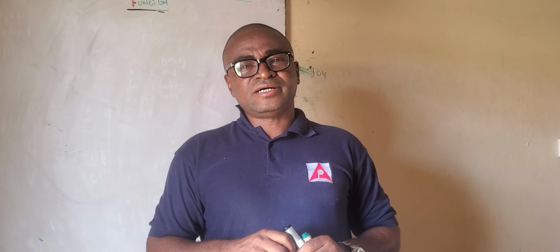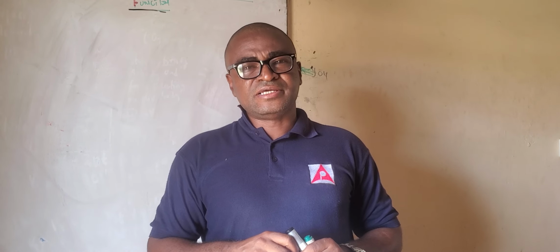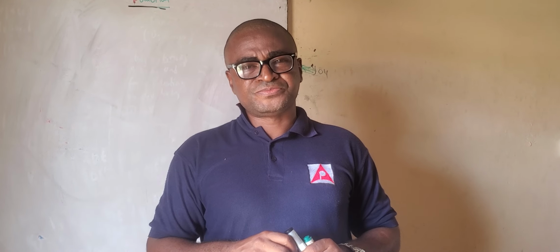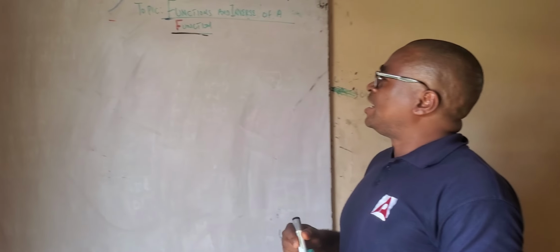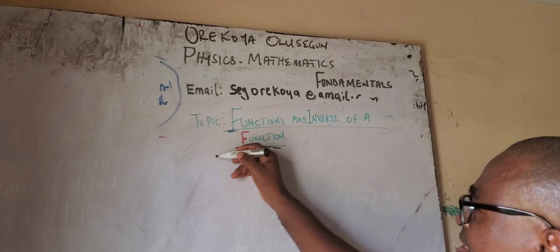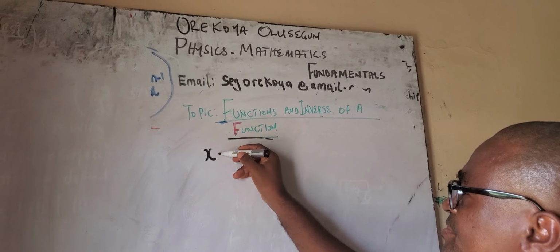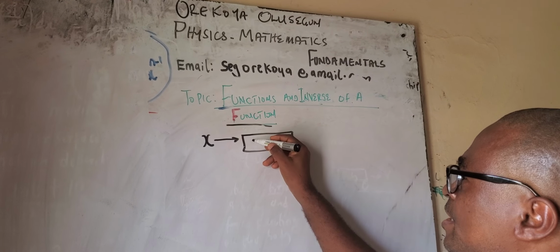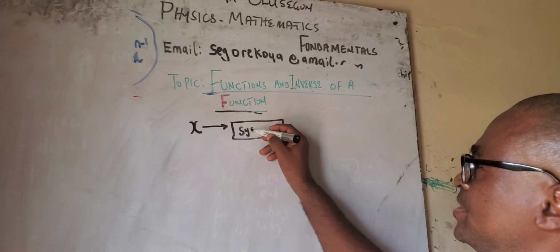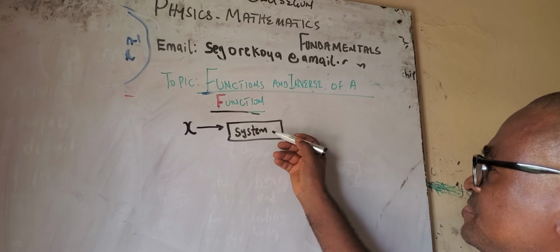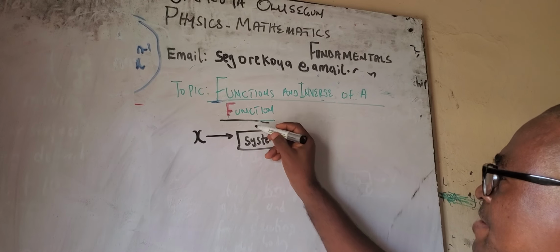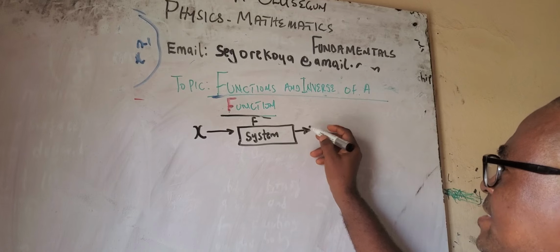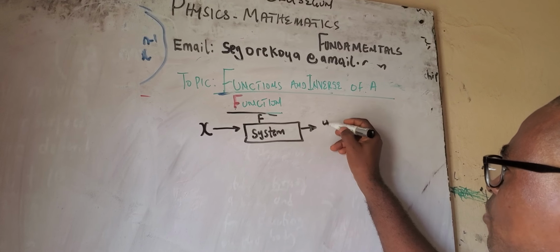We are taking a topic under mathematics, and that topic is on functions and inverse of a function. Now, let's start. When we talk about a function, let's say we have a variable x like this, then we input this variable x into, let's say, a system or a machine, in such a way that this system performs this operation f on this input. And after the operation there is an output y.